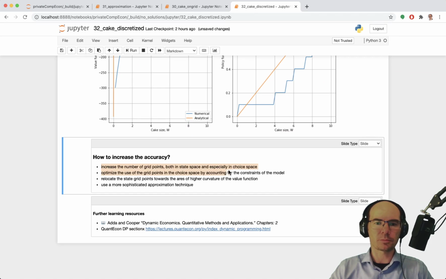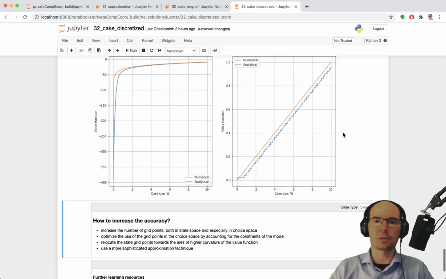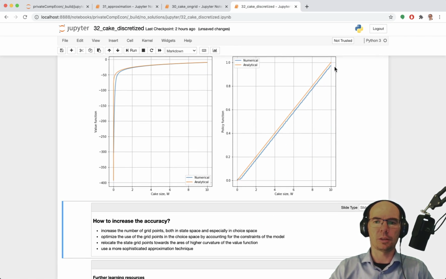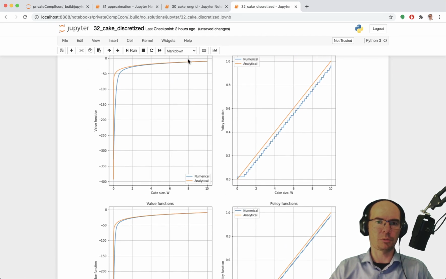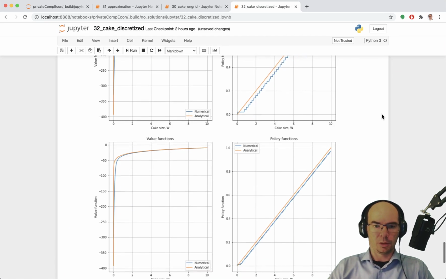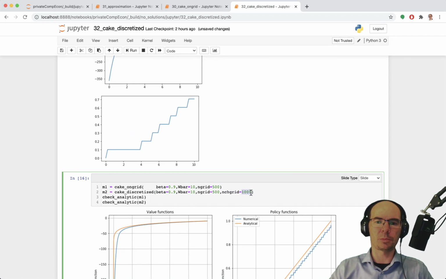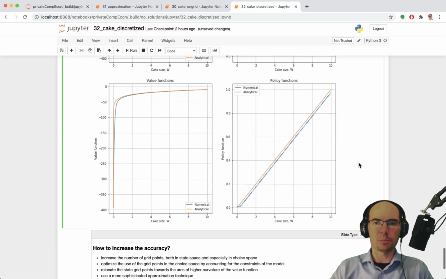So how to increase accuracy? Increase the number of grid points, both in state space and especially in the choice space. Let's try to increase the number of grid points in the state space, and I'm making them really detailed now. With 500 points in the state space, you can see that even the on-grid solution is becoming much more accurate, and you can see how the value function is really approaching the analytical one. Even more so over here. So we still have twice more points on the grid for the choices, and therefore steps are smaller, and the value function is also much closer to the true one. Okay, but this is costly, of course.